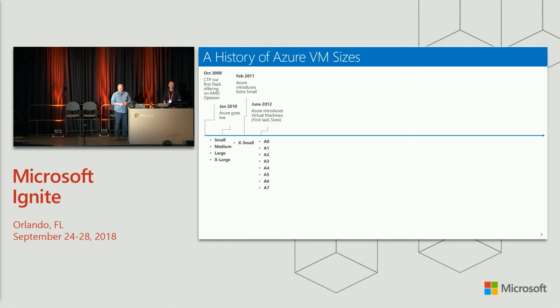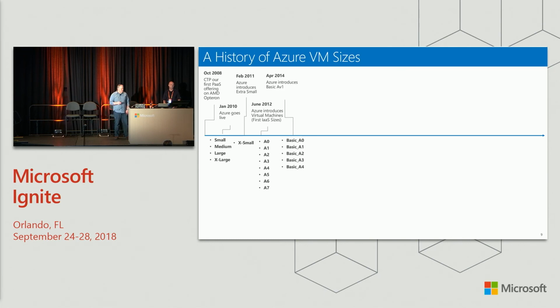And so we mapped over the extra small to A0, the extra large is A4, and then we added A5, 6, and 7, which were higher memory machines. Because with IaaS, we had a lot of customers looking to use things like SQL, and SQL needed more memory than the traditional websites that were running on Azure at that time.